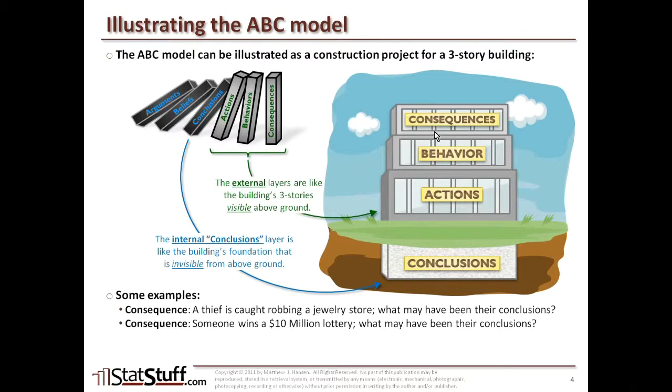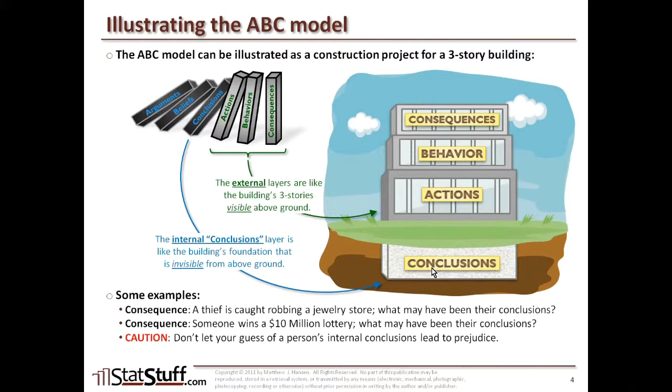Well, we could probably conclude then that the conclusions they had were probably that they knew they had a good chance of winning. If they didn't believe they had a good chance of actually winning the lottery, they probably wouldn't have played it in the first place. So just by simply seeing these different kinds of consequences, we can usually use that information to help guide us to what the conclusions probably were for those people.